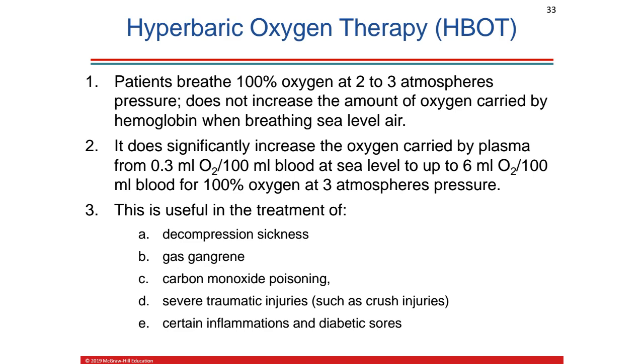You'd have so much oxygen that it would essentially compete with the carbon monoxide and be able to restore the hemoglobin. It can also be useful for certain traumatic injuries, such as certain crush injuries. Again, you may have tissue that's not getting enough oxygen. It's hypoxic. And so increasing the oxygen delivery to tissue can be helpful. And finally, hyperbaric oxygen therapy can be useful for certain inflammations and diabetic sores.